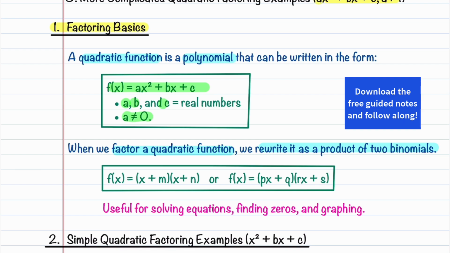If there's a 1 in front of the x squared term, the factored form of our quadratic is going to look like this. And then if there's a number multiplying the x squared, the factored form of our quadratic is going to look like this. Don't worry, you don't need to memorize this. I just wanted to give you an idea of what the factored form looks like. The factored form of a quadratic is really useful when you solve equations, when you find zeros, and when you graph the quadratic function.